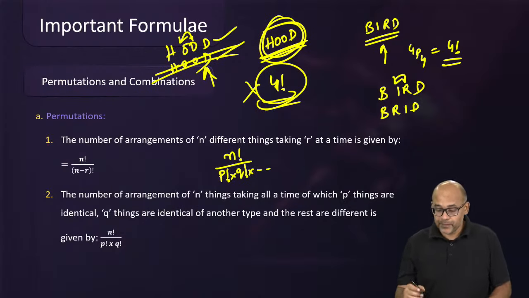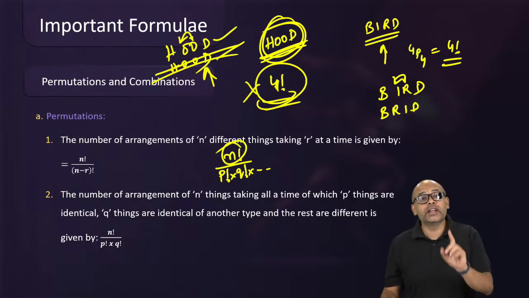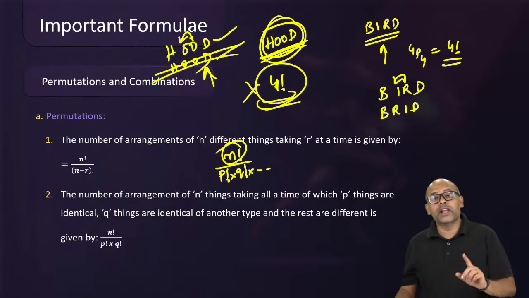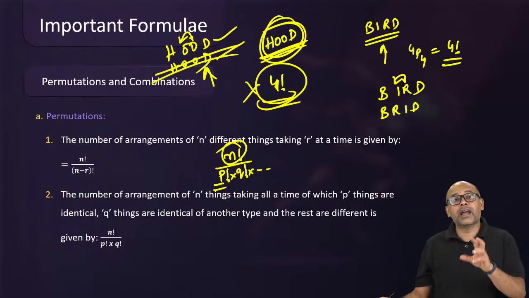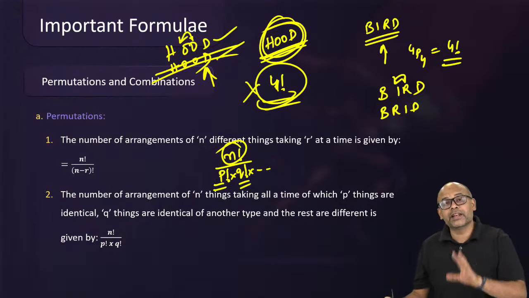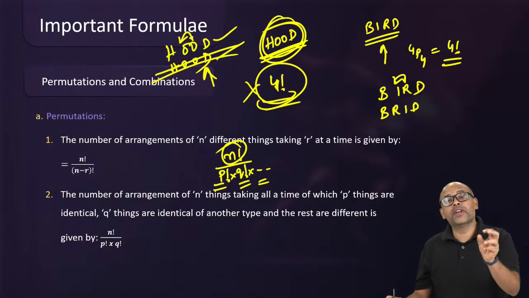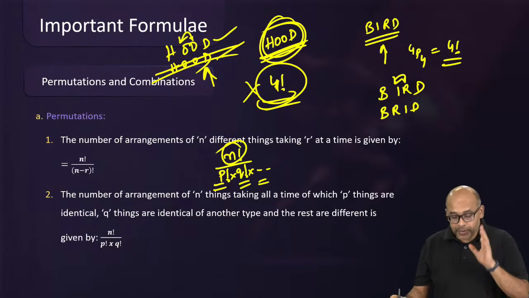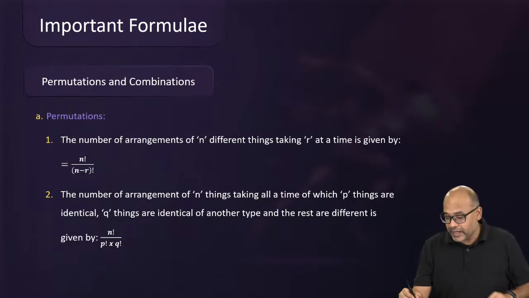Now what is this? N is the number of letters given to you. Out of the letters, p of them are identical of one type, q of them are identical of the other type, r of them are identical of the third type, and so on and so forth. So let me give you a bigger example. Let me take my name itself, Srinivas.